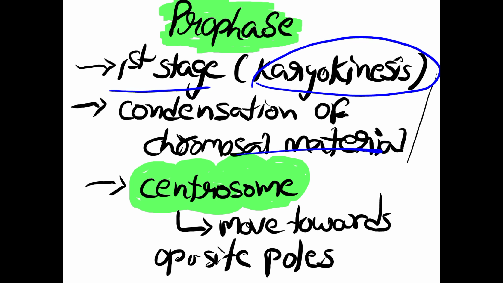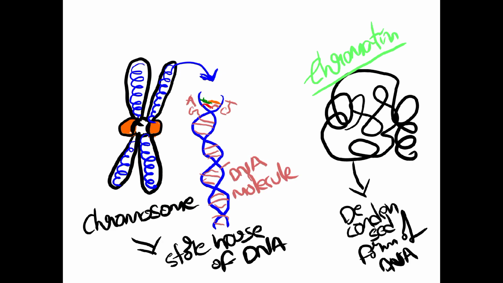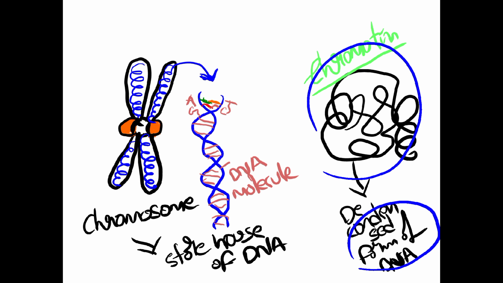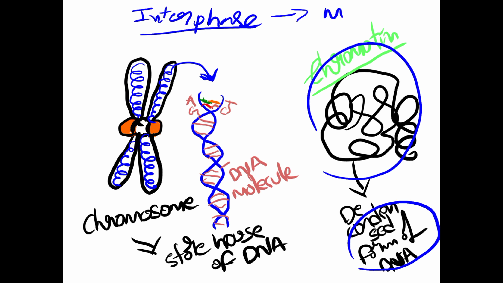Now let us see about this. See, this is called a chromosome. This is the structure of a chromosome, and it is made of chromatin. This chromatin is the decondensed form of DNA. First interphase will happen. Which phase happens first? Interphase, before M phase.